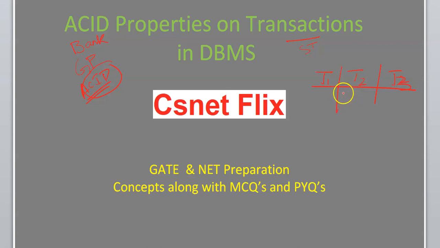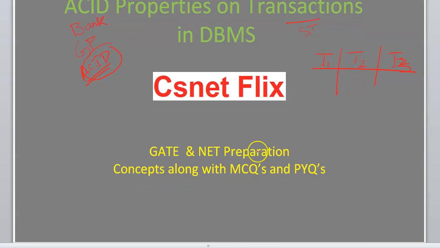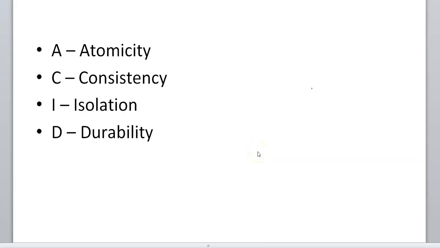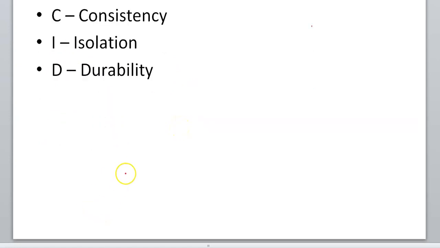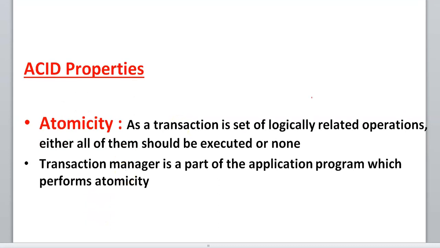But long story short, to keep these issues from occurring, we definitely need to follow these ACID properties in our transactions. So let us start with discussing what these ACID properties are. ACID is an acronym for atomicity, consistency, isolation and durability, as mentioned there. We'll start with our first property, which is atomicity.